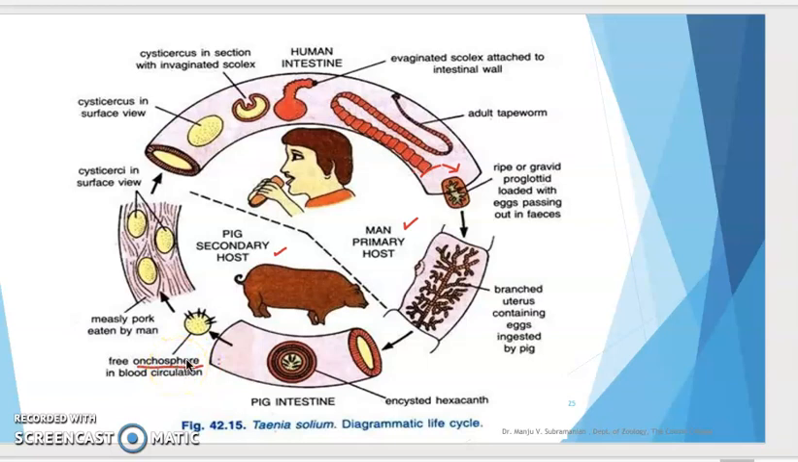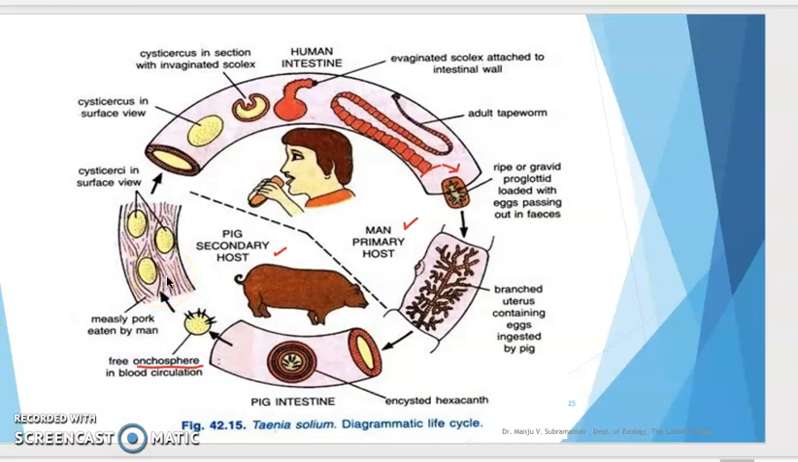Okay, this embryo is set free and it clings, as you can see here, the hooks are present, and it clings to the walls of the intestine of this pig, and then, along with the blood, it moves and reaches the muscle of the pig.